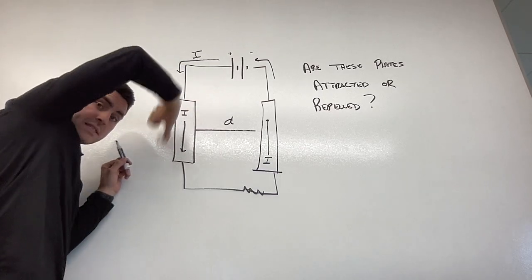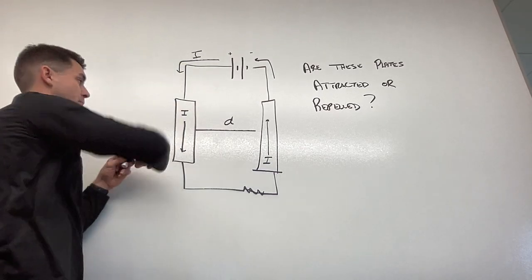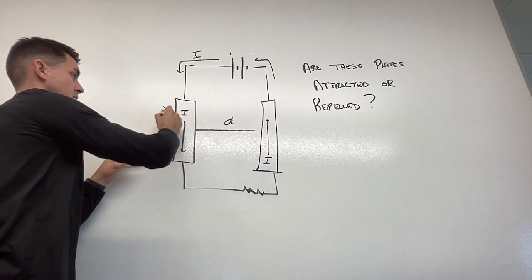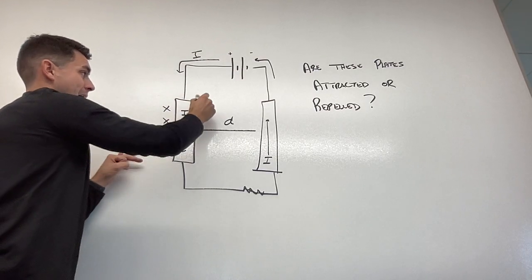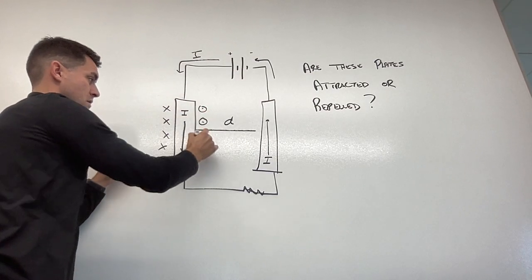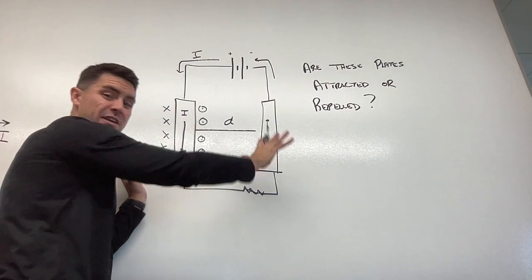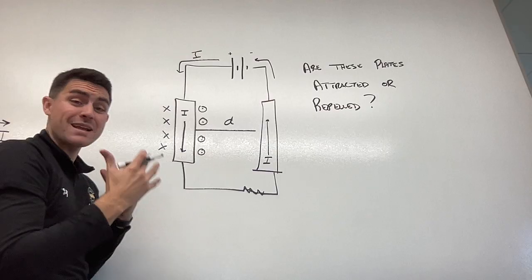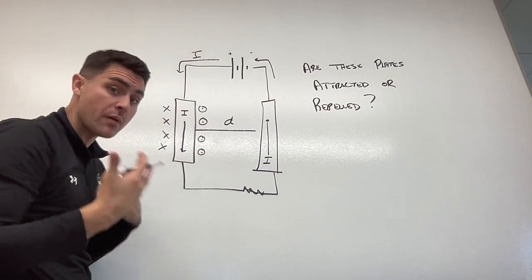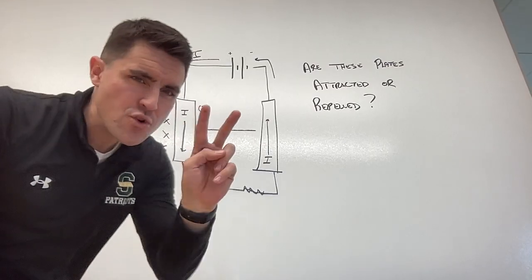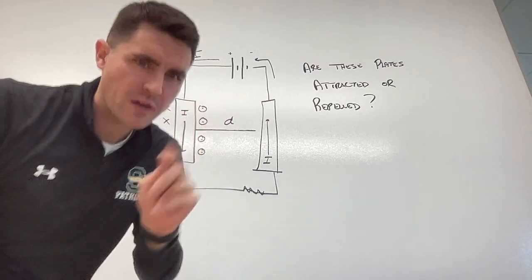Now, what is the magnetic field produced by this plate? Well, current is down. My fingers will naturally wrap around. So this is going to produce a magnetic field that is into the page over here and out of the page over here. That means anything to the right of this plate will experience a magnetic field out of the page.